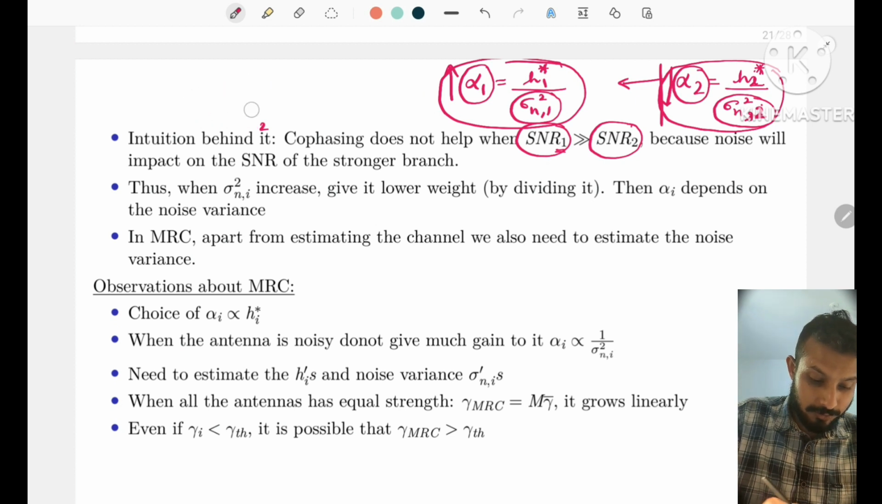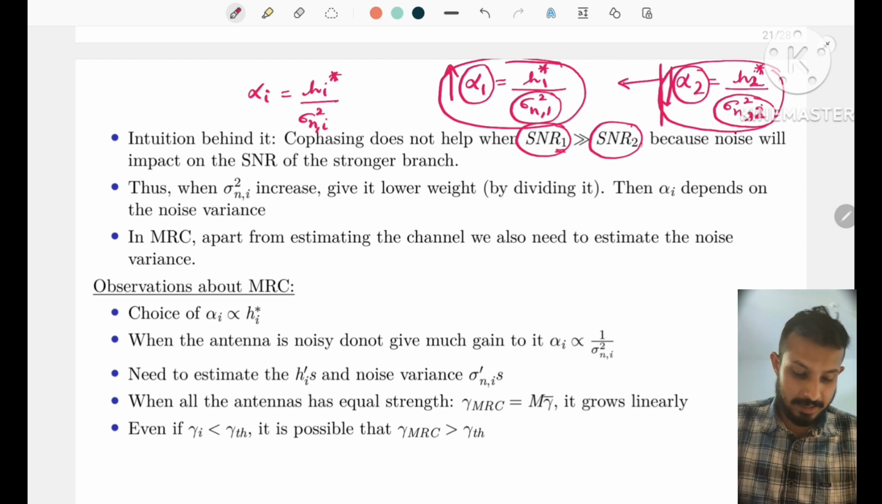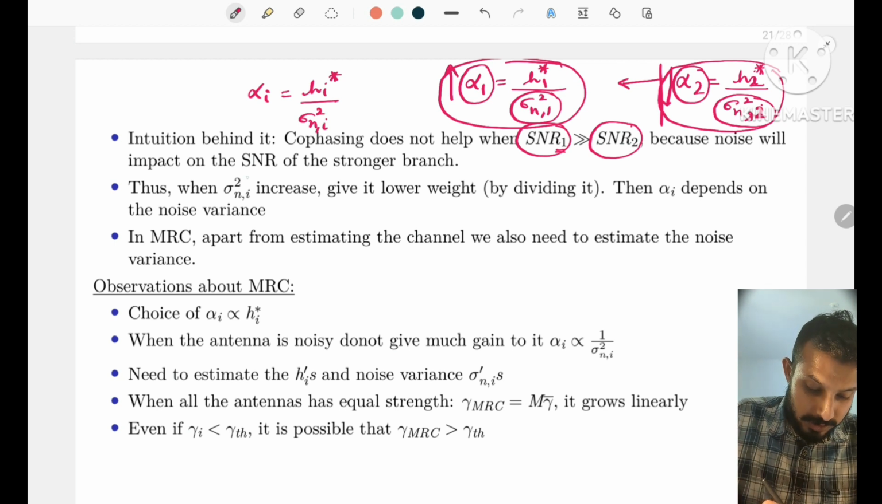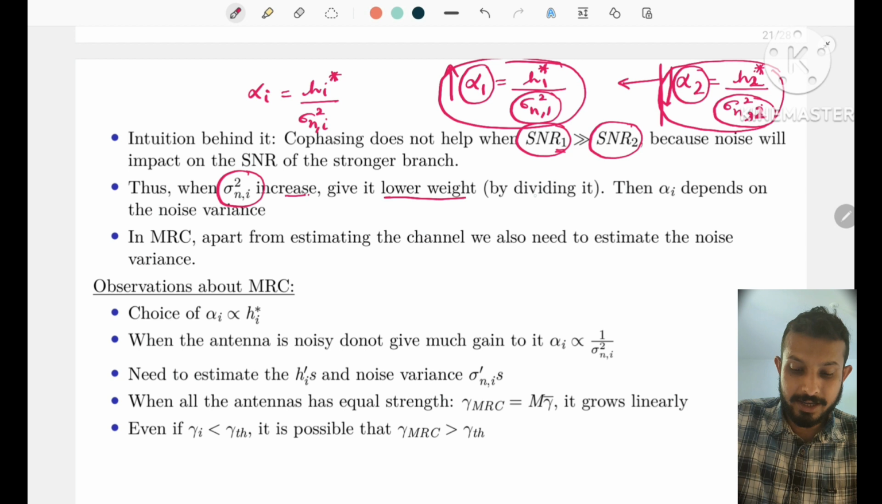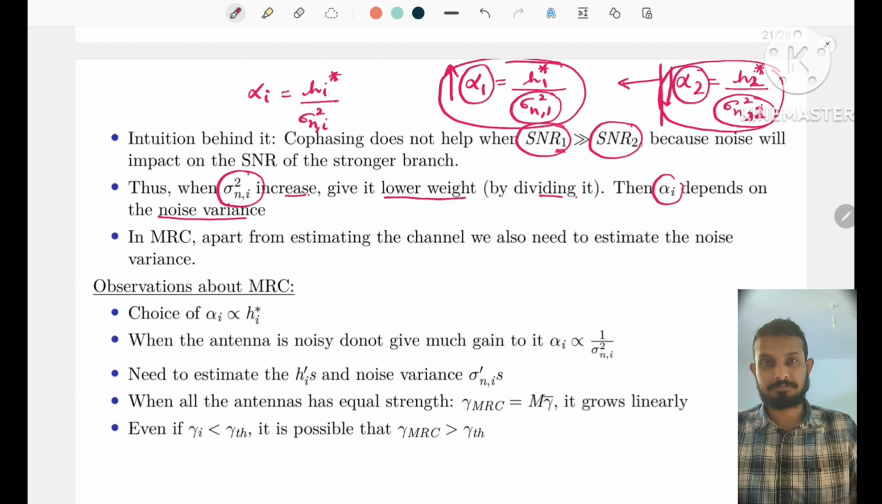This is because of the result that alpha i is equal to h_i conjugate divided by sigma_n,i squared. So when the denominator, the noise variance sigma_n,i squared, increases, you give a lower weight by dividing by it, and then alpha i depends on the noise variance.